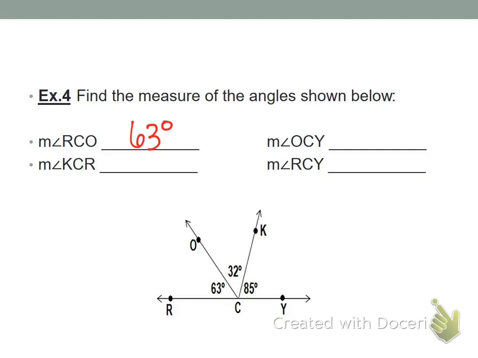How'd you get 95 degrees? Good. You add the two pieces together, you get the measure of the bigger angle. Okay, what about OCY? 117 degrees, I agree. Again, add the two pieces together. And what about RCY? 180 degrees. We add all three of them together.